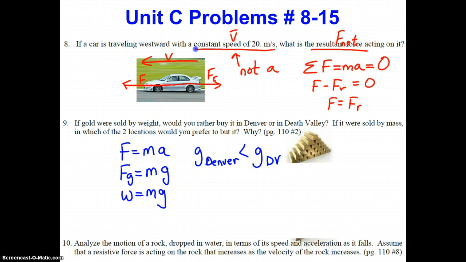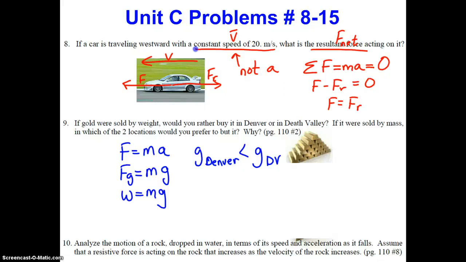And the reason for that is because Denver, as you may know, is called the Mile High City, and is much further from the center of the earth than Death Valley. So because Death Valley is closer to the center of the earth, the acceleration due to gravity is going to be greater than the acceleration due to gravity in Denver. So if you're going to buy this by weight, buy it in Denver because you would pay a cheaper price.